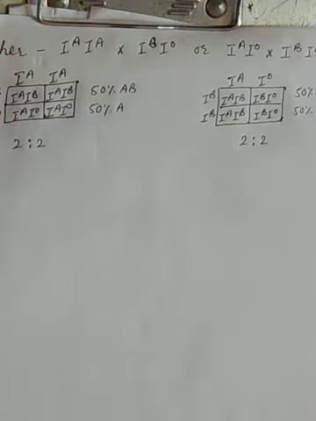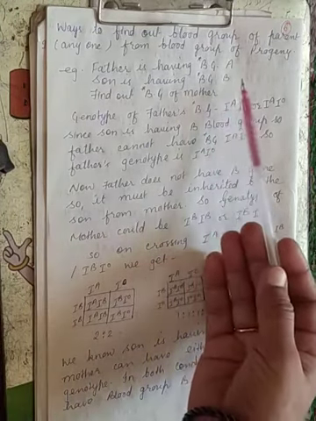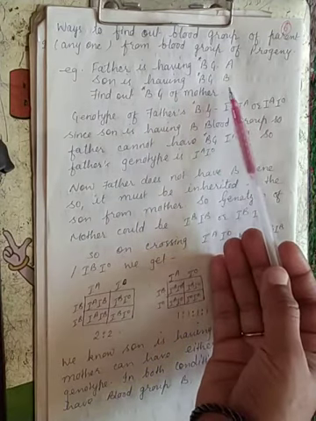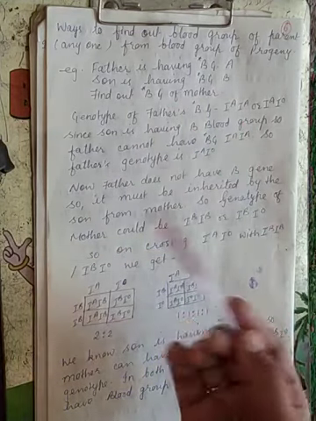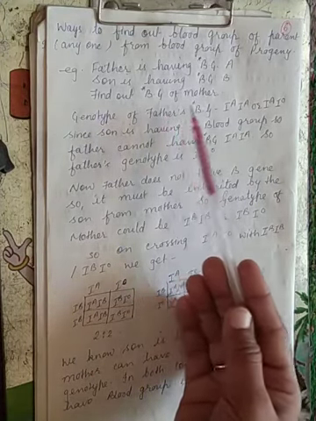Now if you want to find out the blood group of one of the parents, in that case what we have to do is that we must know the blood group of one of the parents and the blood group of the progeny. Under that condition we can find out the blood group of the other parent also. Now if father is having blood group A and son is having blood group B, I am explaining one example of how to find out the blood group of one of the parents. So in this case we will find out the blood group of mother.